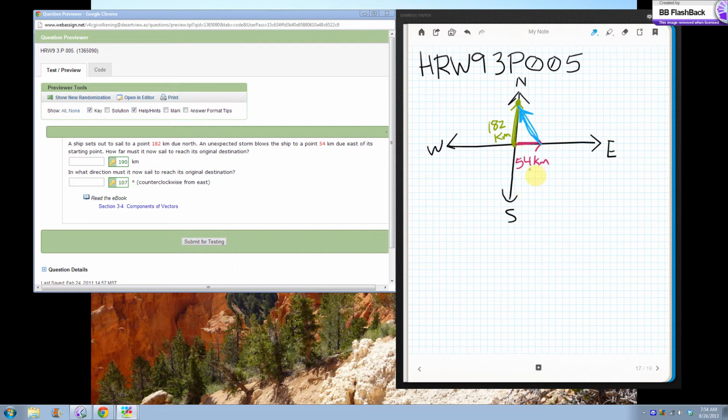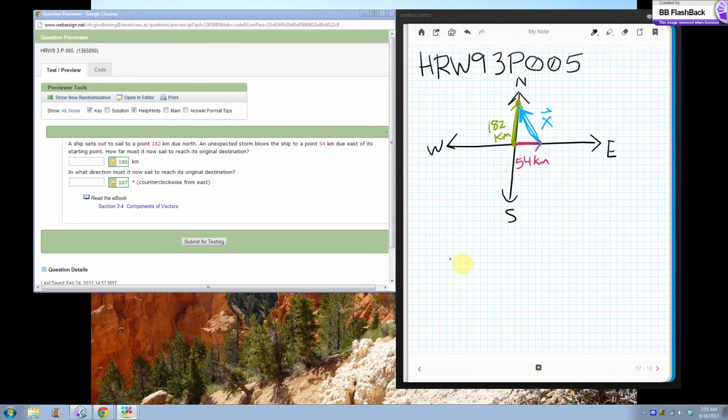I'm not looking for 182 kilometers north plus 54 kilometers east. I'm looking for 54 kilometers east plus what? I'll call it vector x. I want this one plus x to equal 182. So I'm going to use components to do this.